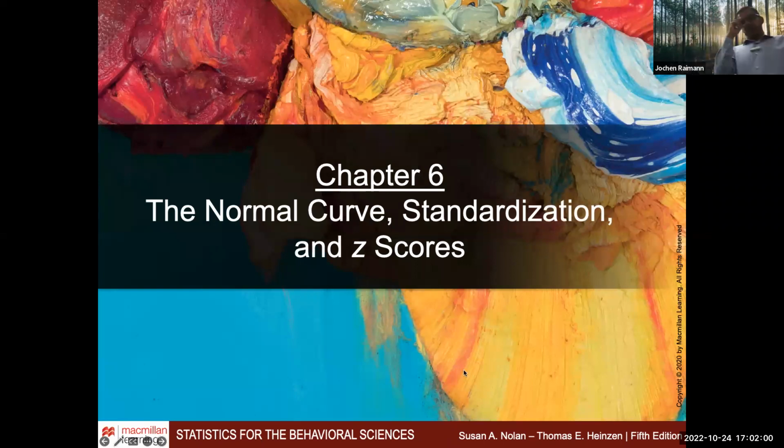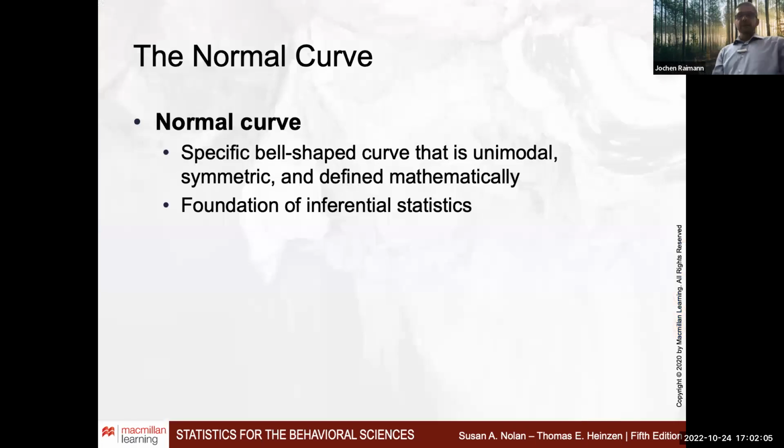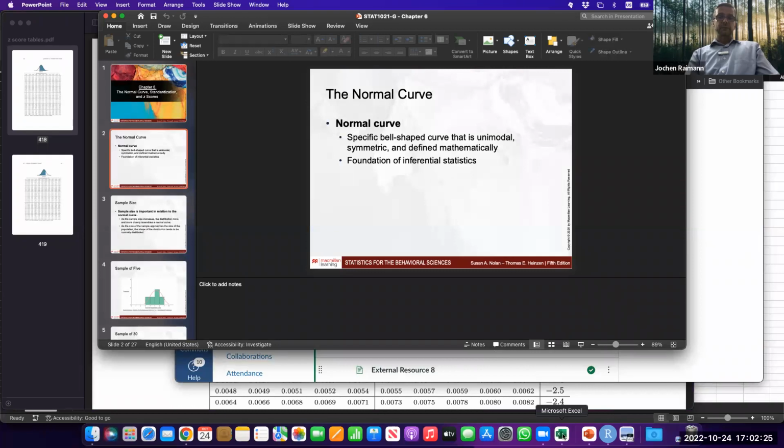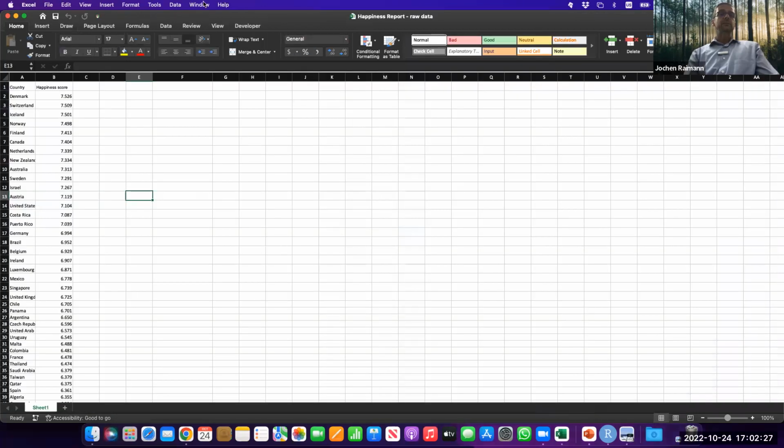Okay, so the normal curve, standardization, and set scores. The normal curve, we talked about it. It's a bell-shaped curve that is unimodal, symmetric, and defined mathematically. It's the foundation of inferential statistics. So why is it important to keep in mind that it's defined mathematically? I want to refer you now to that Excel spreadsheet.